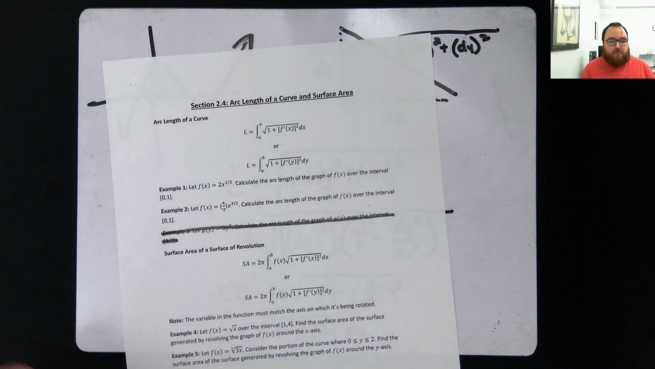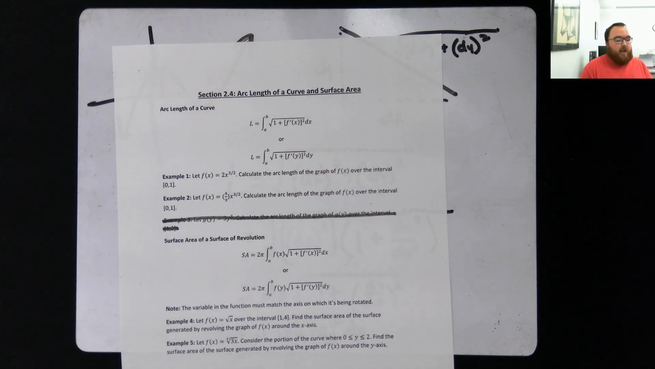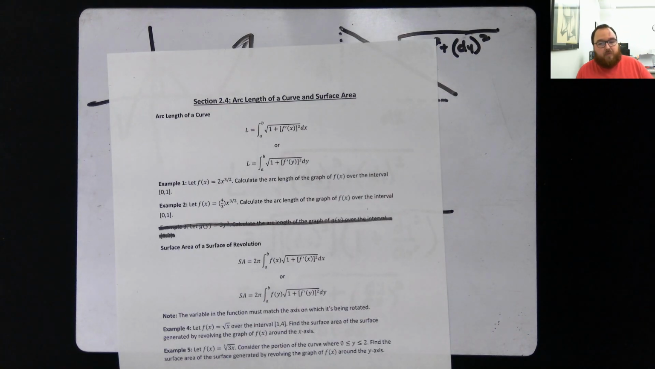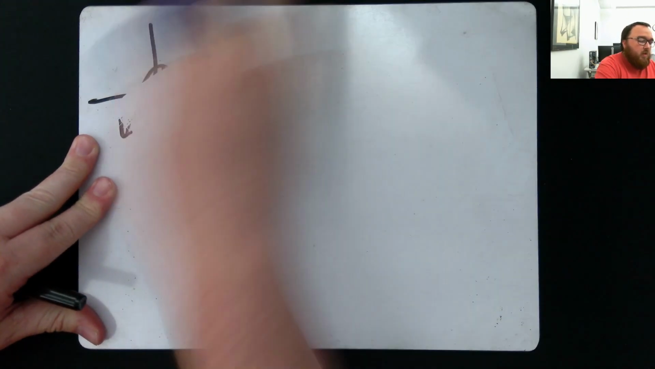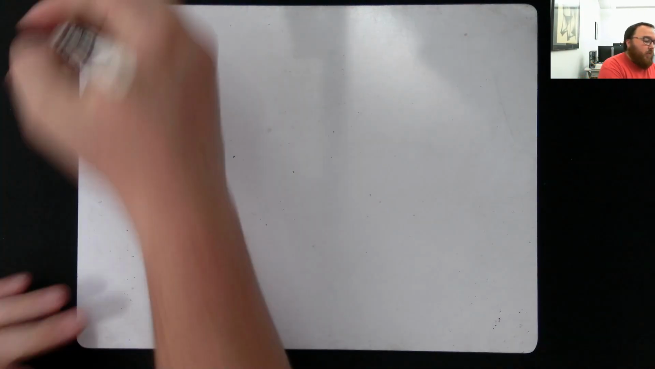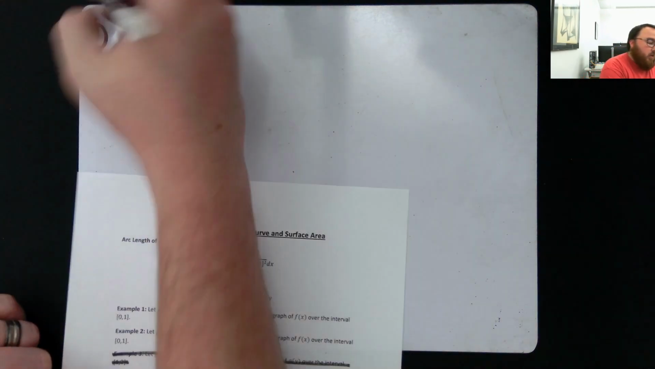And I'm going to use these. So example number 1, let f of x be equal to 2x to the 3 halves. Calculate the arc length of this from 0 to 1. So I want to plug it into the formula. Notice what I need out of the formula is the derivative. So we have to find the derivative.